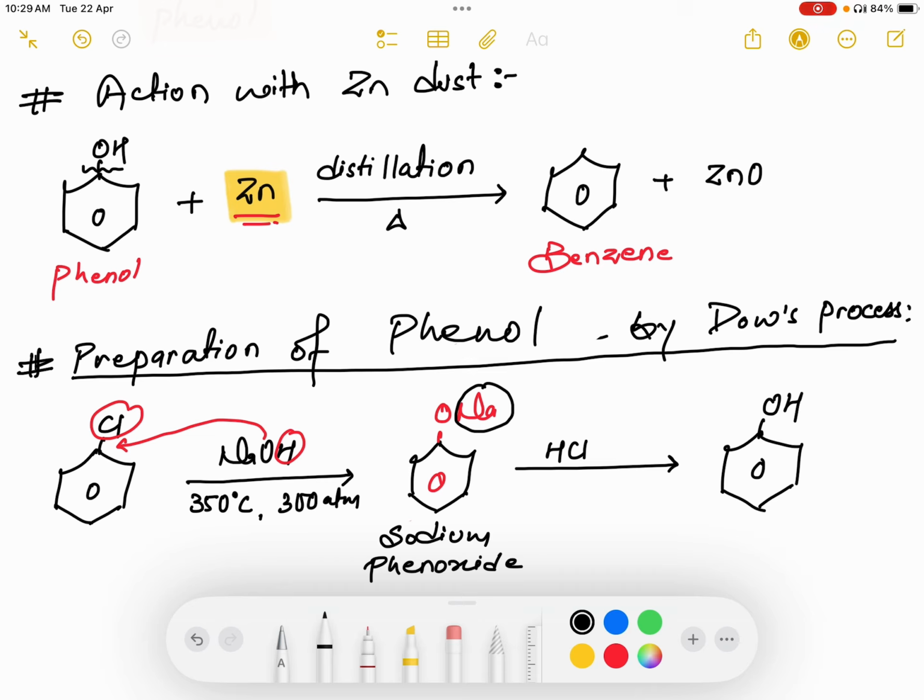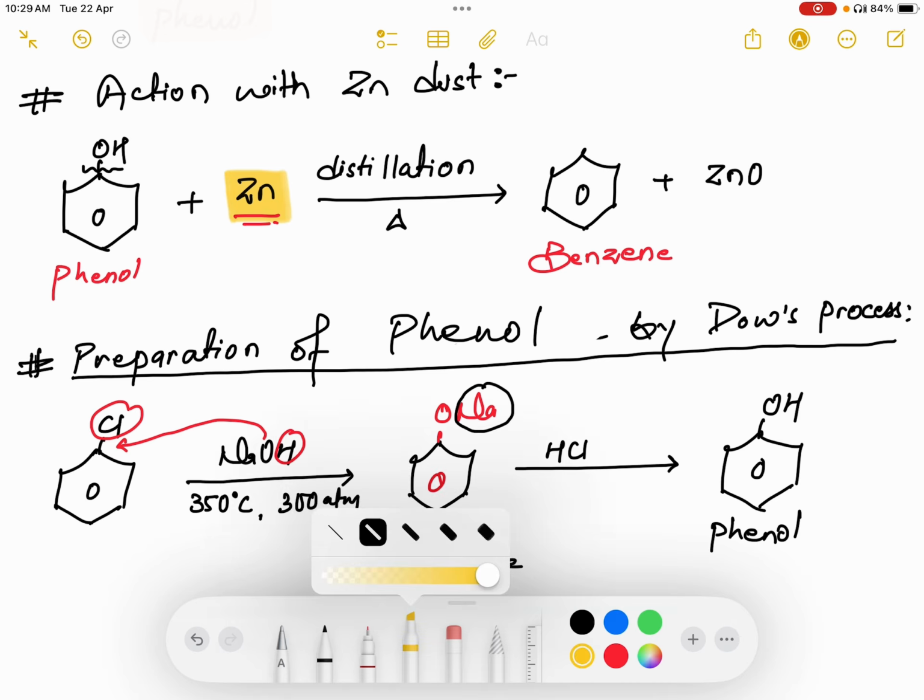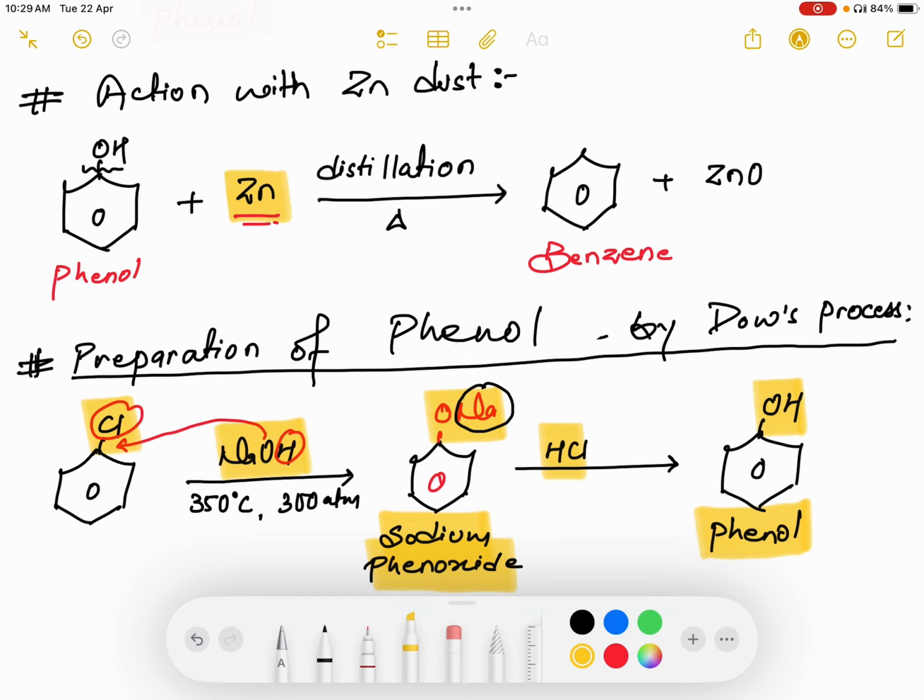Over here, so what exactly happened? It forms phenol. So this is the way we can prepare phenol from chlorobenzene treated with NaOH. It gets transformed into sodium phenoxide, which is further treated with HCl to make phenol. Okay, so this is the preparation of phenol by Dows process. So these are some of the most important reactions of phenol.